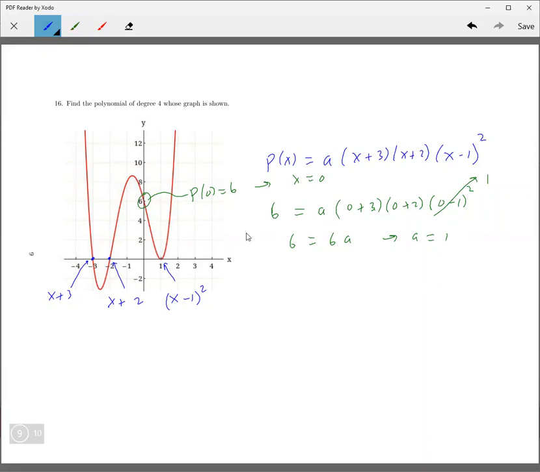And so if we just write down x plus 3, x plus 2, x minus 1 squared. You can expand it out if you want, but if you're lazy like me, you don't. They'll accept that answer.